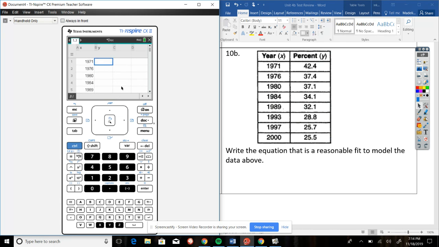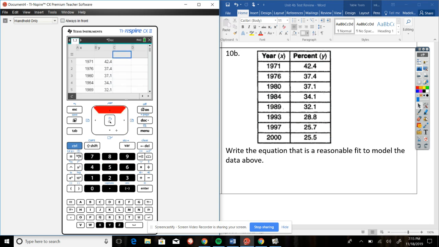Then we fill in our y's. So in 1971, it was 42.4. Then 37.4, $37.1, $34.1, $32.1, $28.8, $25.7, and last 25.5. So make sure you type all those in perfectly.